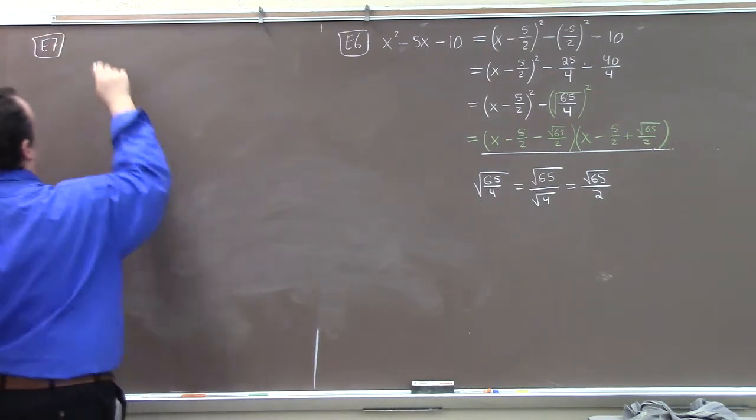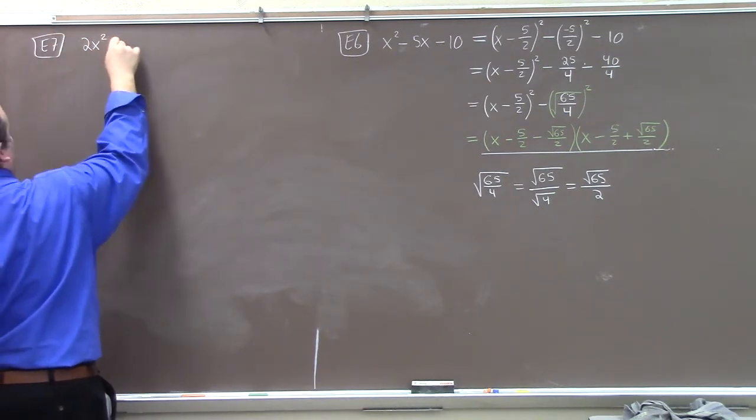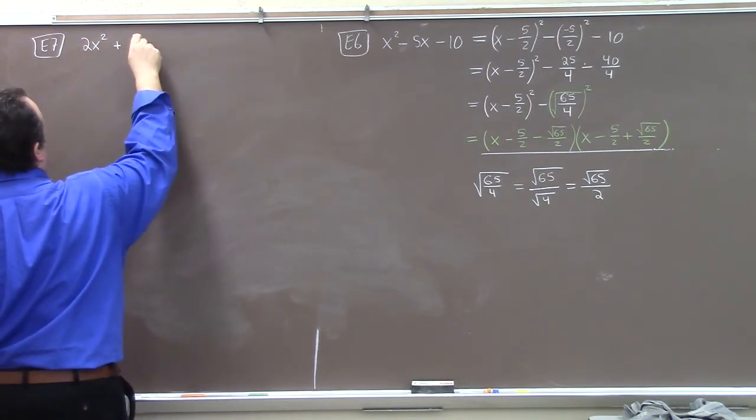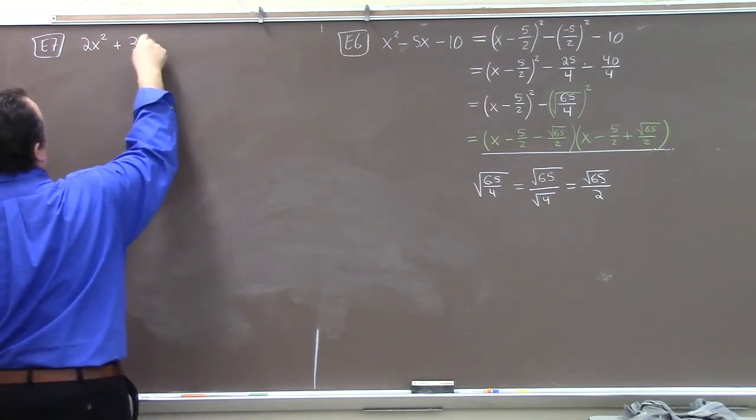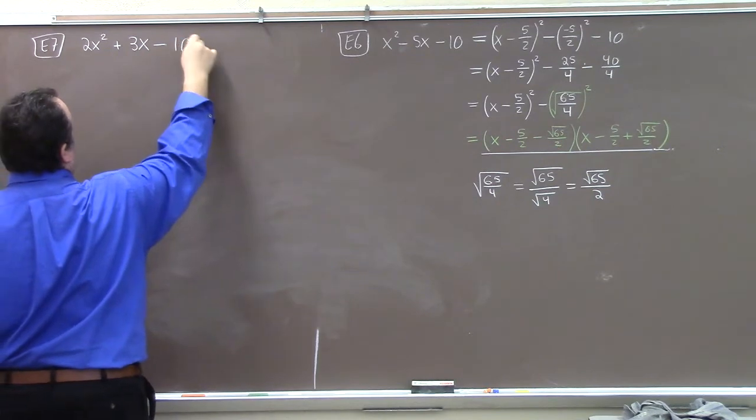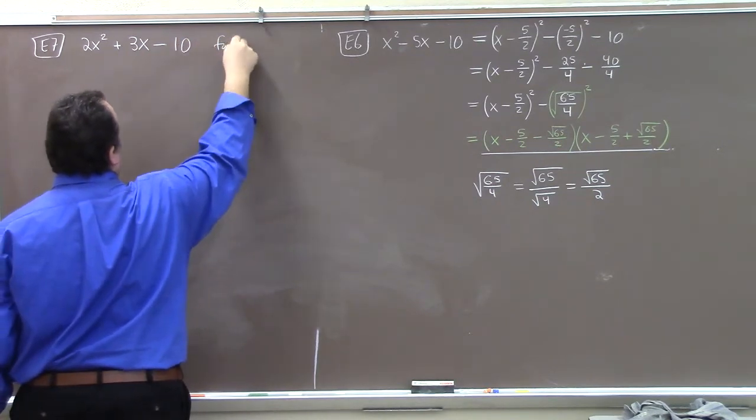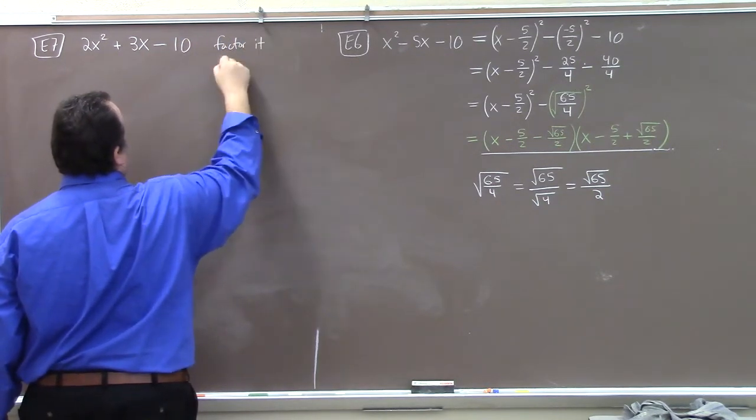All right, so how about this one? 2x squared plus 3x minus 10. Factor it if possible.